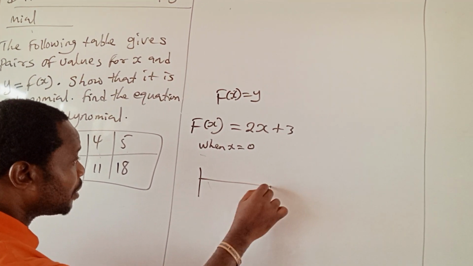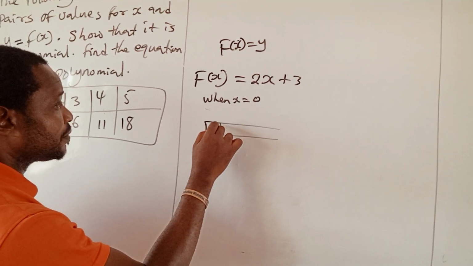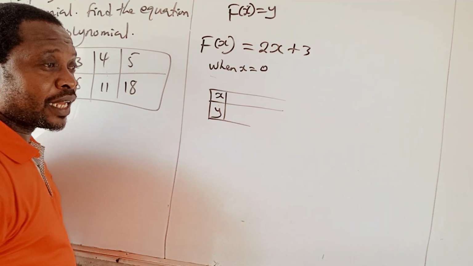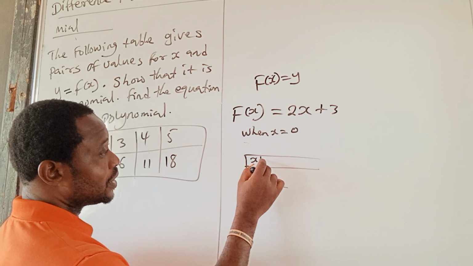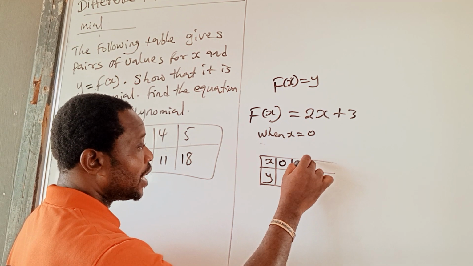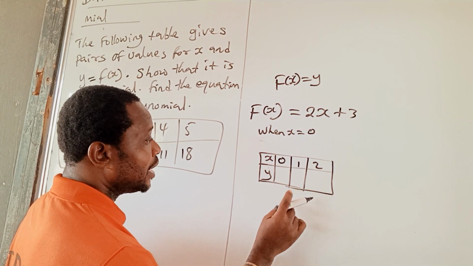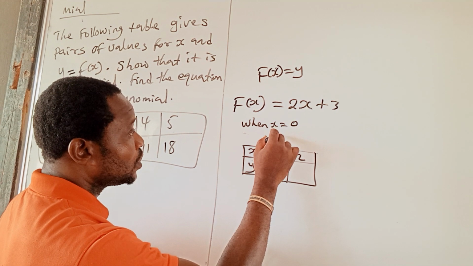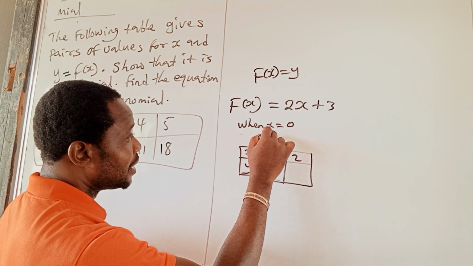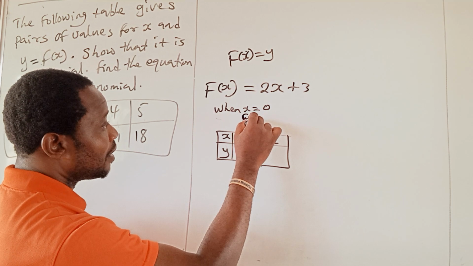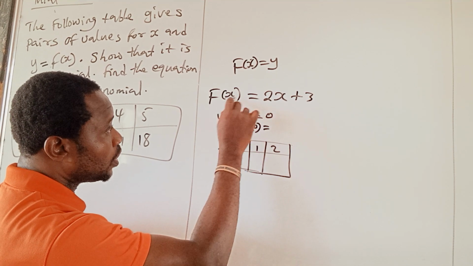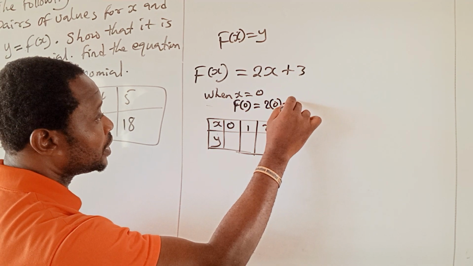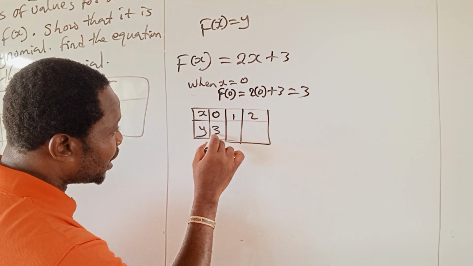So if you want to form your table now, you may have s and have y. From this function we have here now, we can just have 0, for example, 1, 2. Then what you do when s is 0, any place you see s here, put 0. So the value of this function when s is 0 will be 2 times 0 plus 3, which will give you 3. So you write 3.